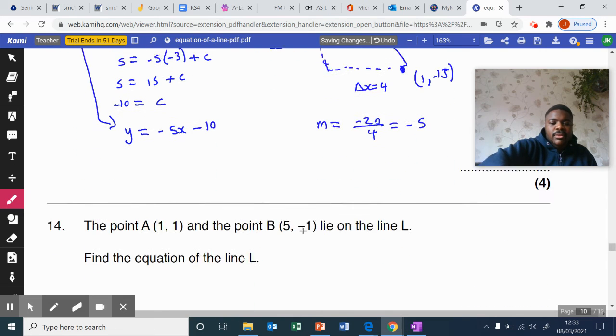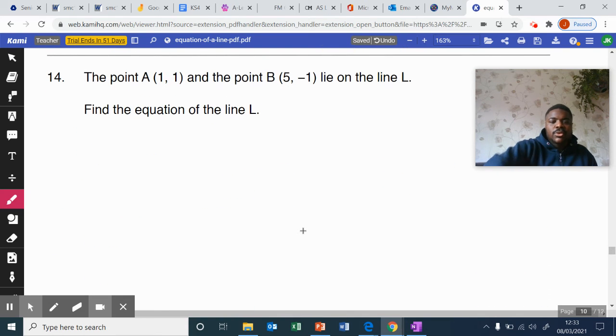Okay, let's go for another one. We've got these 2 points, (1, 1) and (5, -1), and we want to find the equation. So (1, 1) is here, roughly. Well, 5 is bigger than 1, and then -1 is smaller, so it's somewhere down here again. So we know y = mx + c.